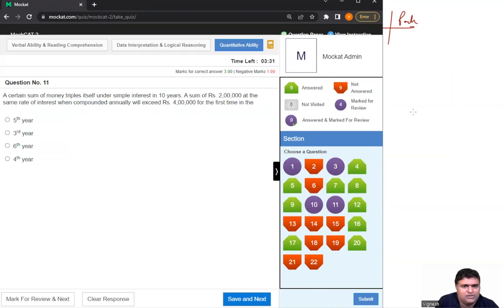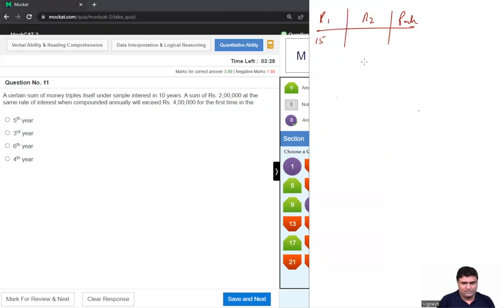A certain sum of money triples itself under simple interest in 10 years. That means 100 rupees is becoming what? Principal is 100, in 10 years the amount is becoming 300. So what was the simple interest? 200 in 10 years. Each year, what is the rate of interest? 200 by 10 is 20 rupees per year. 20 out of 100 is 20%.